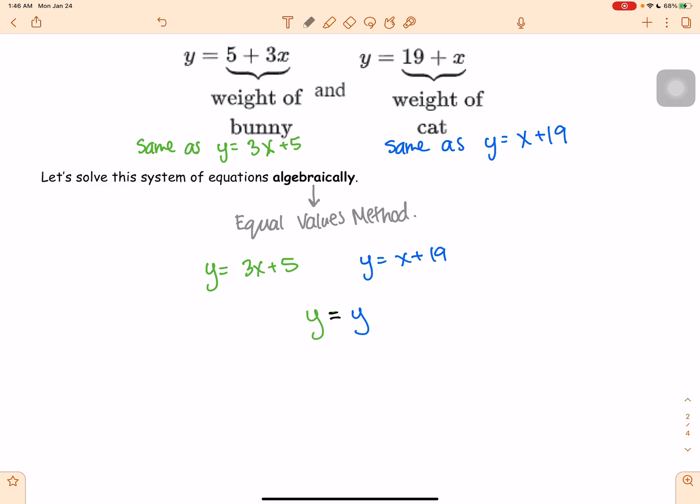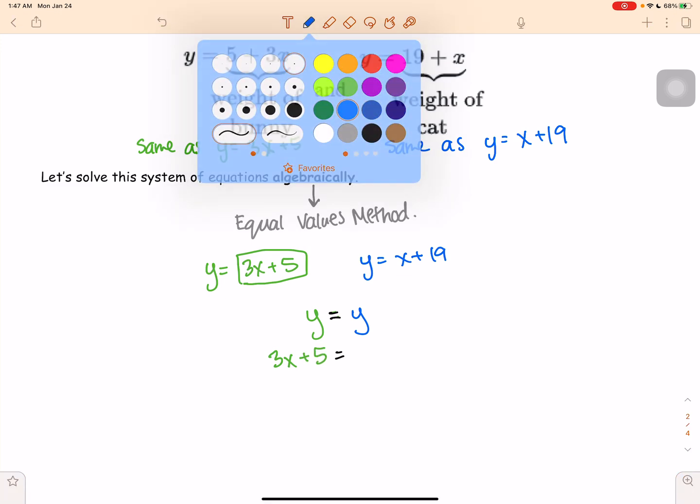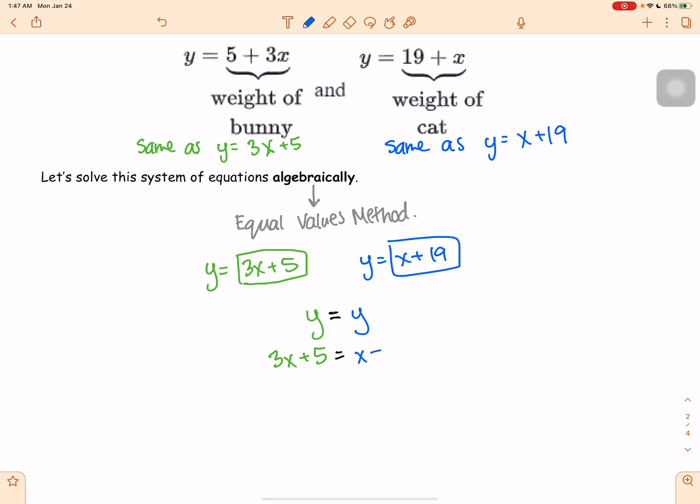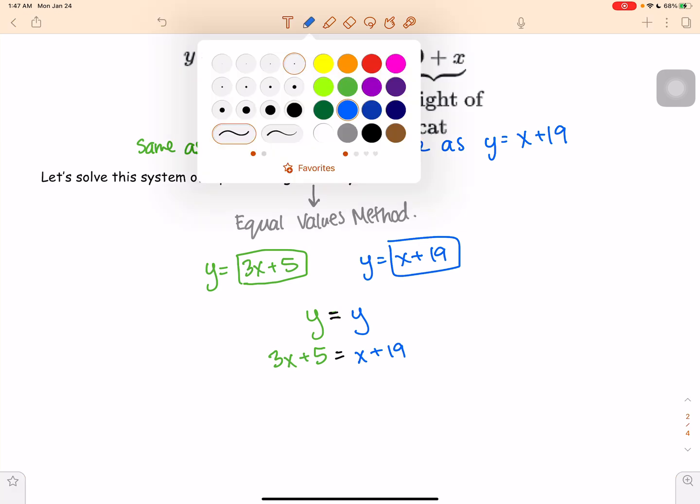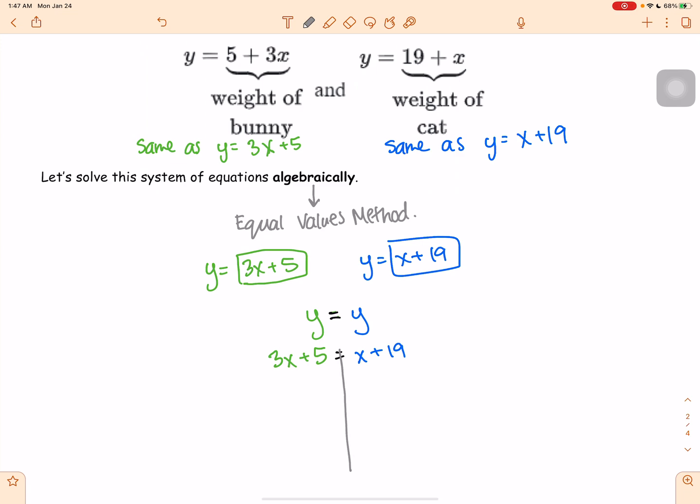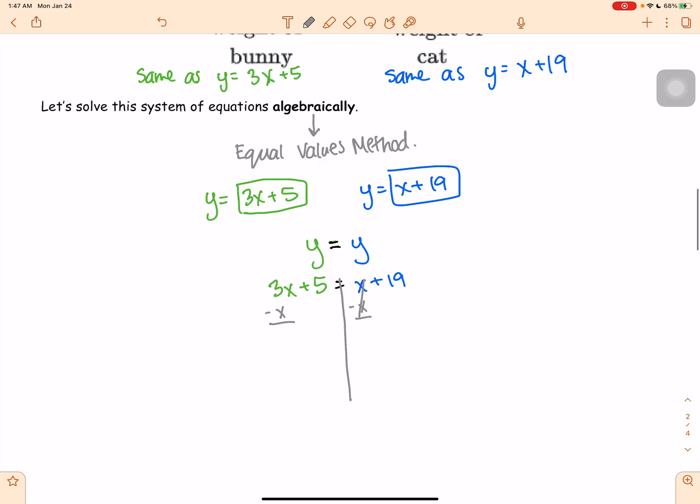Right? Because y equals y, right? If we're trying to find when their y's are the exact same and their x's are the exact same, we know y equals y. So here, we can rewrite that y, this y here equals 3x plus 5. And this y over here equals x plus 19. So now we have an equation that is true in this system of equations where we can solve for x. So now we draw a line down the equal sign. You can subtract x from both sides. And pause the video if you haven't done this yet. Please pause the video and try to do it on your own real quick.